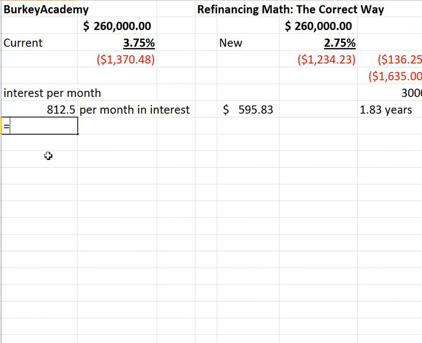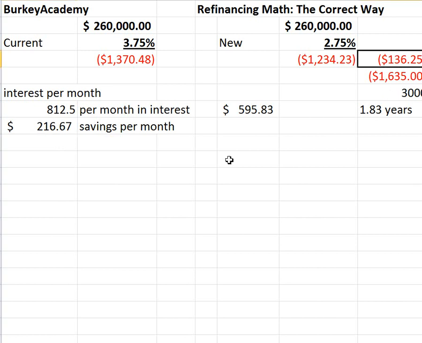Well, let's calculate the difference. 812 minus 595 equals $216.67 is the savings per month in interest. Why is it that if our bill goes down only $136, how is it that our interest is going down more than that? A lot more than that, $216 per month. Well, let me show you why and what's going on here.